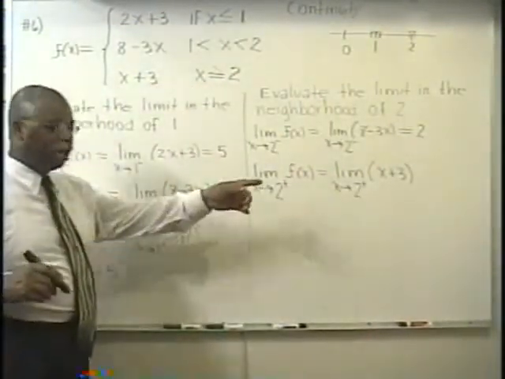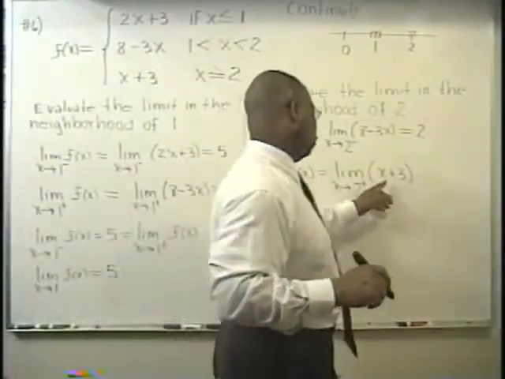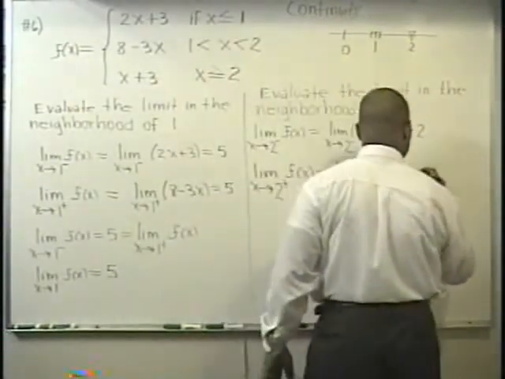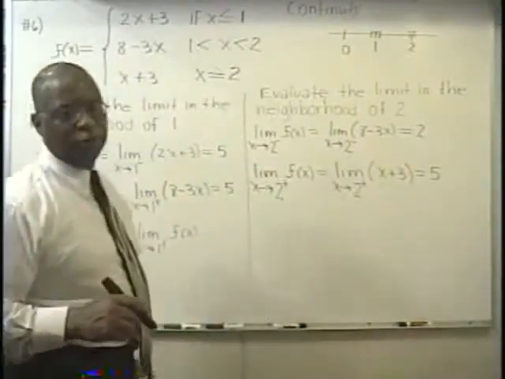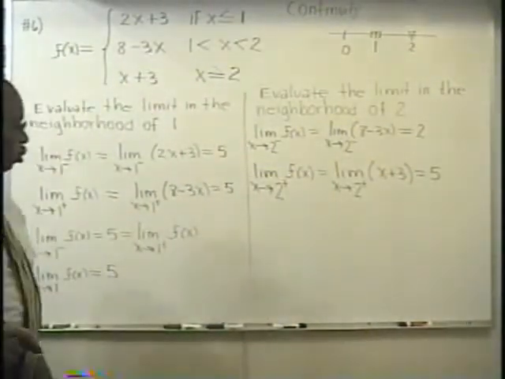And now that's a polynomial, so I can go ahead and substitute 2 in there. 2 plus 3 is 5. We have 2 different values, don't we? Well, here's what we know.